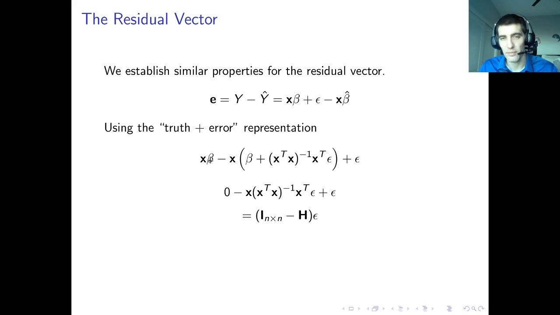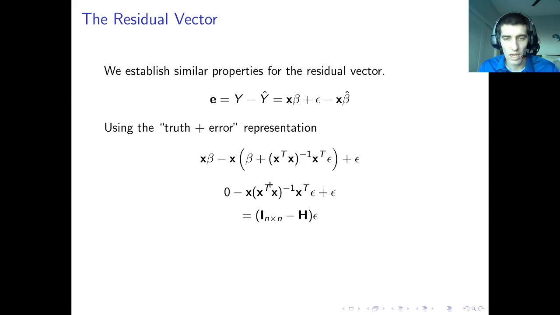So x beta, this is just tagging along here. I've moved the epsilon to the back, so I can work with these two expressions right next to each other. I have x, this one's just coming down, and then for beta hat, I'm plugging in the truth plus error representation. Here I have x beta minus x beta. That just becomes 0. And here I distribute the x to this side. I get negative x transpose x inverse, x transpose epsilon, plus this epsilon here, which is just tagging along.